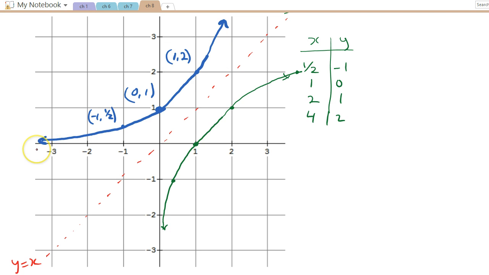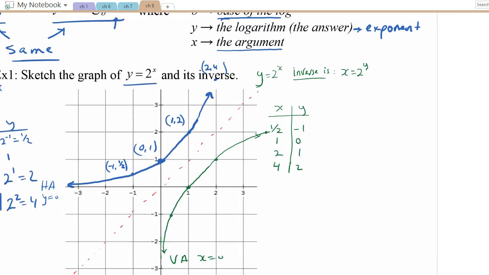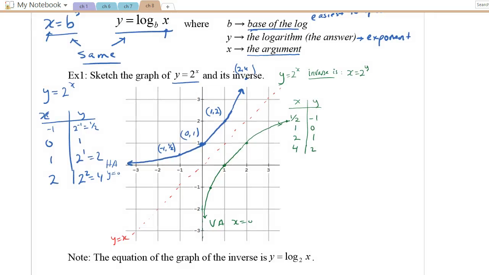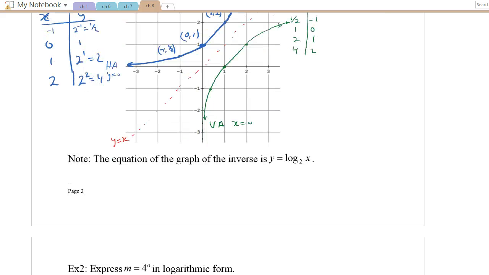Here in my original function, this has a horizontal asymptote at y is equal to 0. And because of that reflection, this one will have a vertical asymptote at x equals 0. So we would have this line here that approaches but never touches the y-axis. Okay, so that's how you sketch the logs. You can sketch this and then do the inverse, switching the x and the y's.